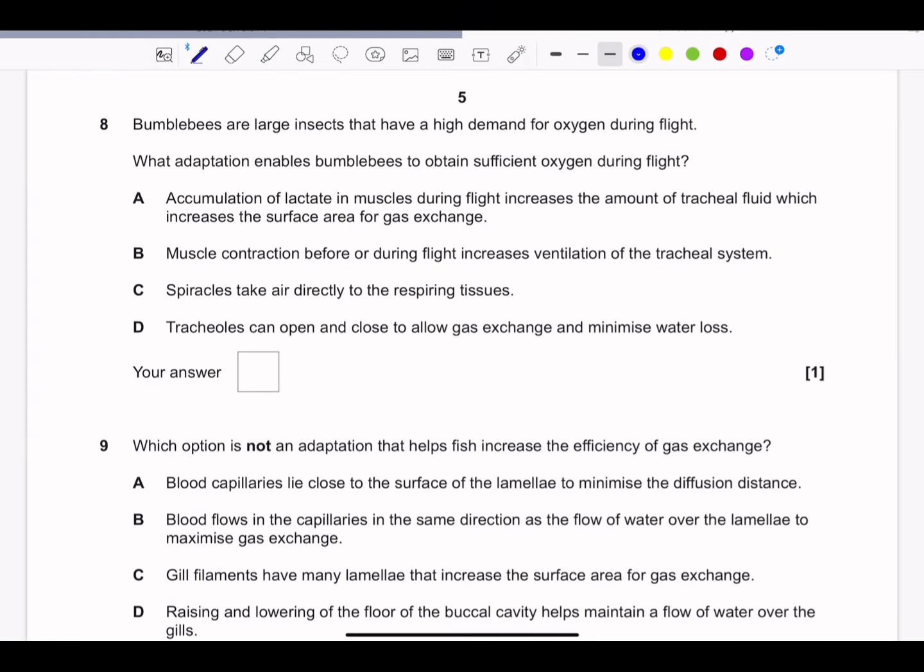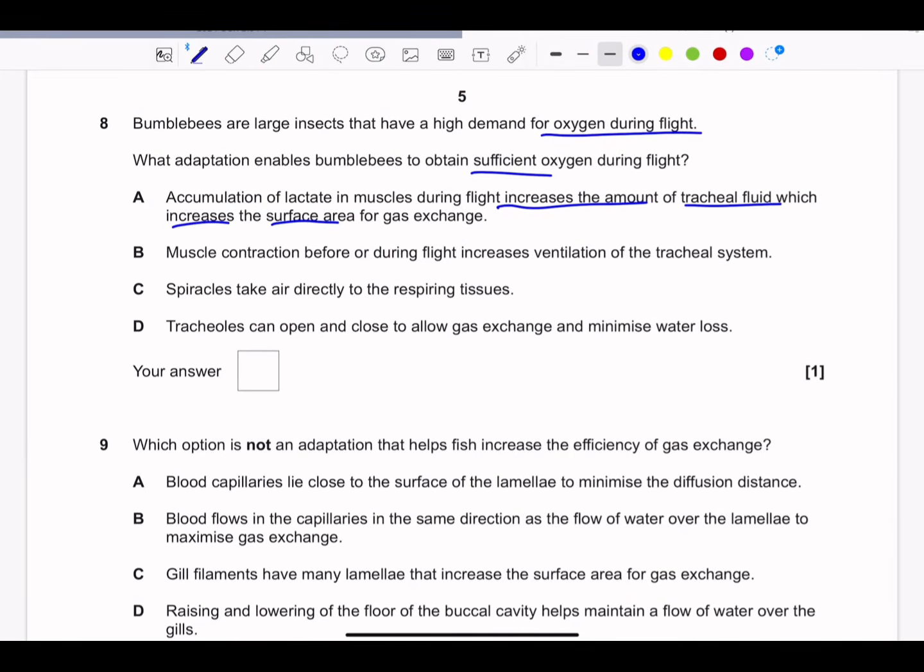Question 8 is bumblebees are large insects that have a high demand for oxygen during flight. What adaptation enables bumblebees to obtain sufficient oxygen during flight? Accumulation of lactate in muscles during flight increases the amount of tracheal fluid, which increases the surface area for gas exchange. Now, this statement sounds contradictory because lactate is in muscles. So if it's in muscles, I don't see how that would increase tissue fluid unless it leaves. But the statement just seems wrong altogether because fluid does not increase surface area. So that entire statement is just off.